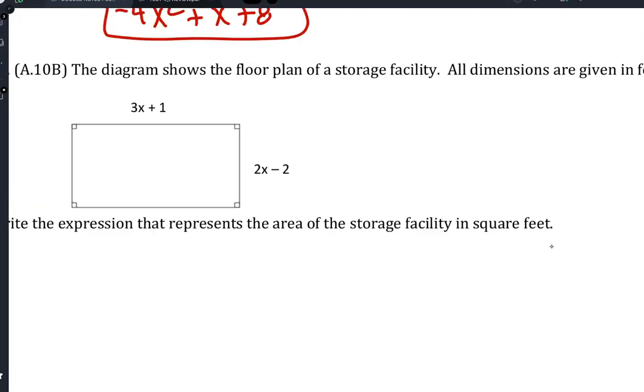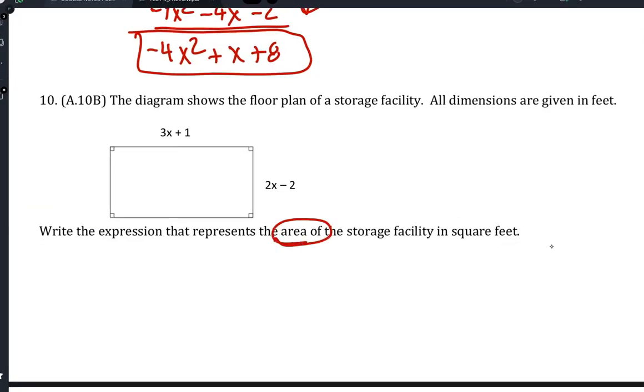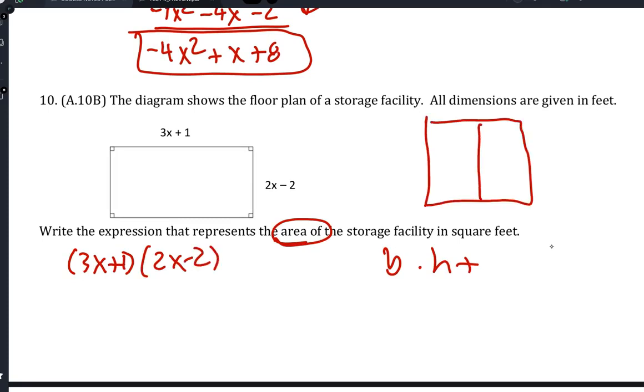Next one, okay? We want the area of the storage, which is base times height. So we're going to do 3x plus 1 times 2x minus 2. So I'm going to draw the box and do the box. So 3x plus 1 and 2x minus 2. 2 times 3 is 6. The letter is x. The exponent's 2. 3 times negative 2 is a minus 6. The letter's x. 1 times 2 is a plus 2x. And then 1 times negative 2 is a negative 2.